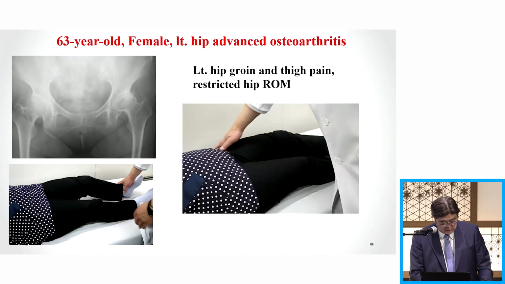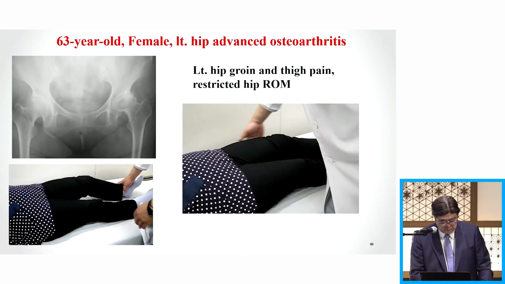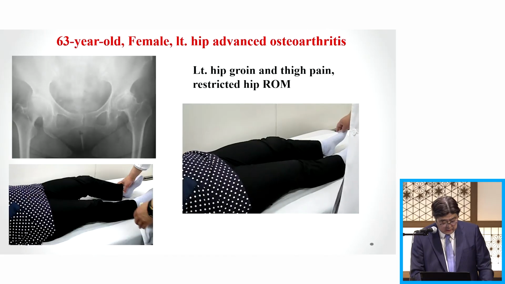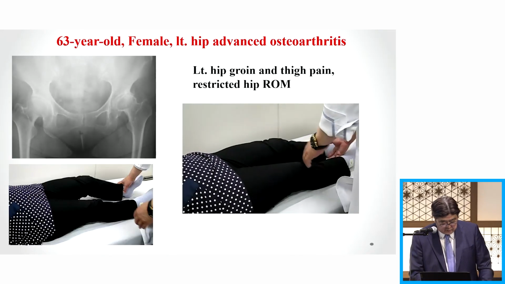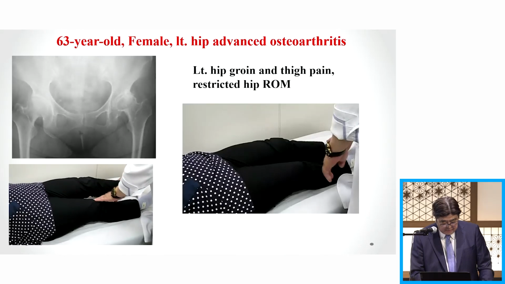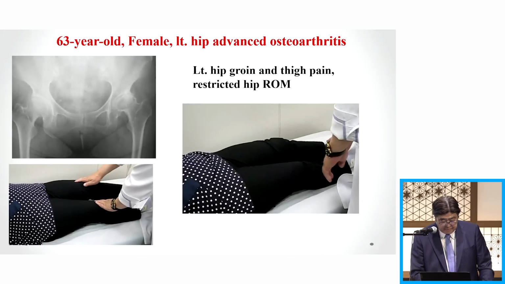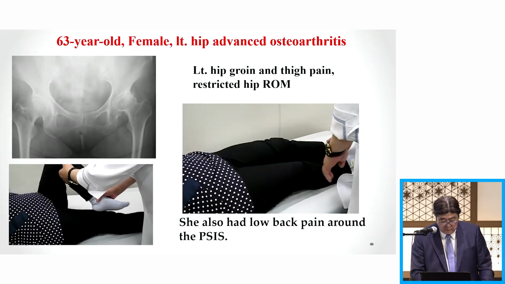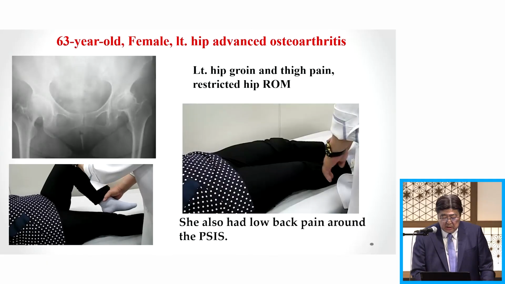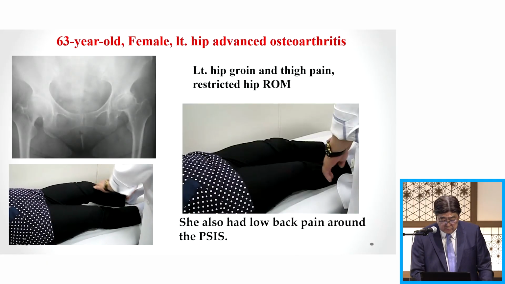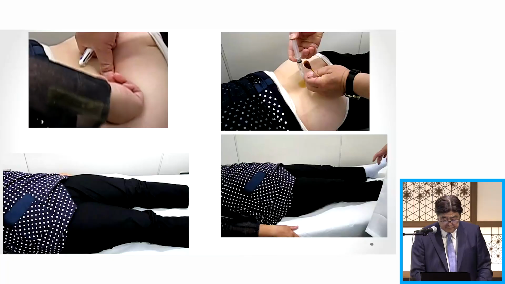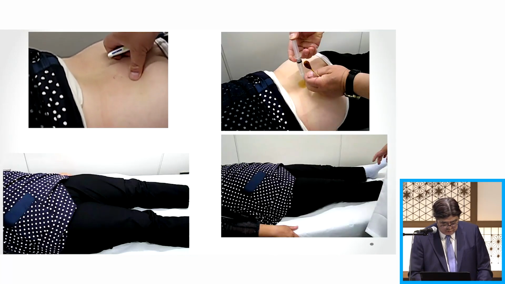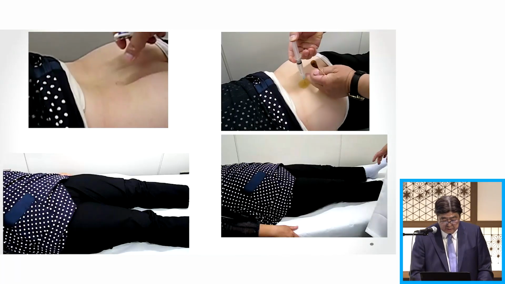This 63-year-old woman was referred to THA due to advanced stage OA. She presented with groin and side pain and hip contracture, especially in extension. But she also has low back pain around the PSIS. So I performed the injection at the tenderness point around the PSIS.